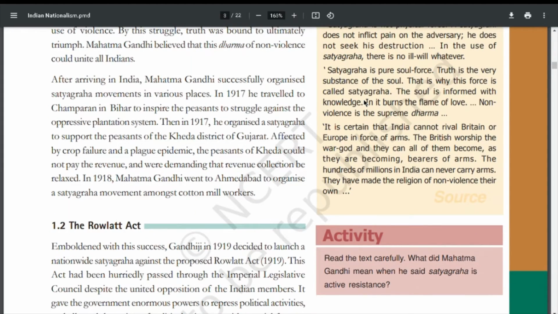After arriving in India, Mahatma Gandhi successfully organized satyagraha movements in various places. In 1917, he traveled to Champaran in Bihar to inspire the peasants to struggle against the oppressive plantation system. Then, in 1917, he organized satyagraha to support the peasants of the Kheda district of Gujarat. Affected by crop failure and a plague epidemic, the peasants of Kheda could not pay the revenue and were demanding that revenue collection be relaxed. In 1918, Mahatma Gandhi went to Ahmedabad to organize a satyagraha movement amongst cotton mill workers.